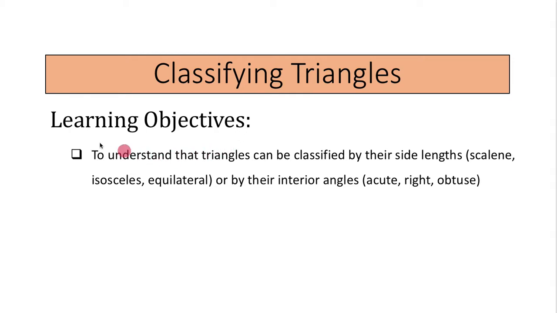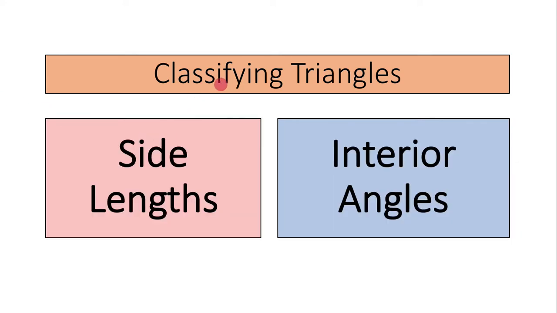Hello class, in today's lesson we'll be starting our new topic of geometry, and in our first lesson we're going to be talking about classifying triangles. Our learning objective is to understand that triangles can be classified by their side lengths, scalene, isosceles, equilateral, or by their interior angles, acute, right, or obtuse. So that means we have two ways of classifying triangles.